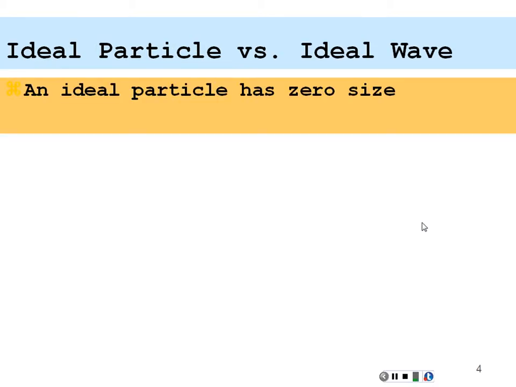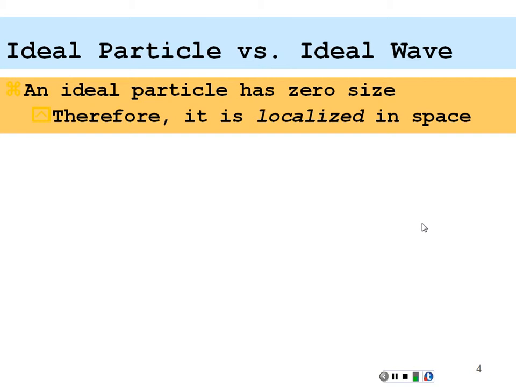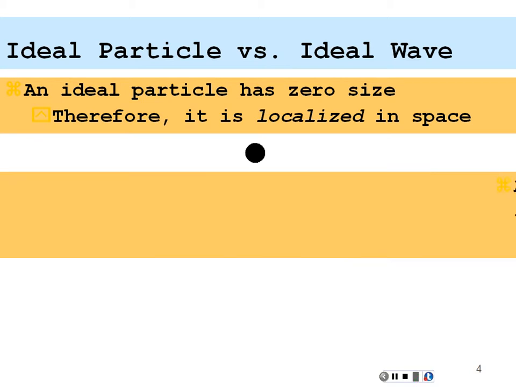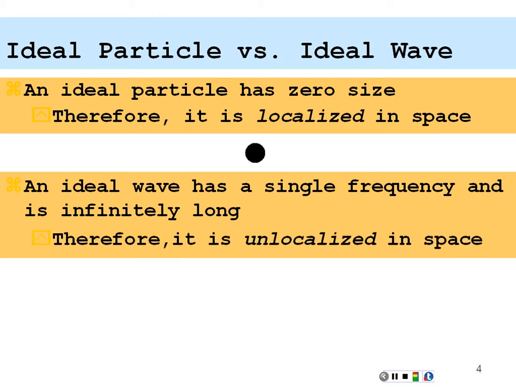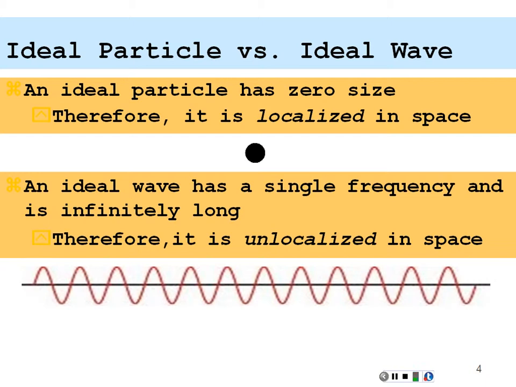Imagine this. An ideal particle has zero size. Hence, it is localized in space. Here's our ideal particle. It is definitely at some point in space. Whereas an ideal wave has a single frequency and is infinitely long. Hence, it is not localized in space. It is unlocalized in space. It can be found anywhere along that length, infinitely long.